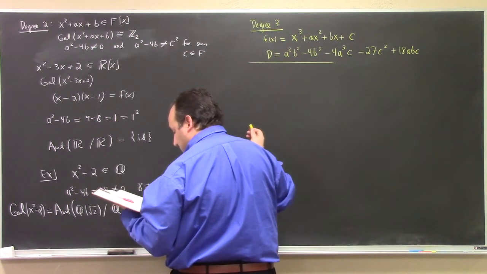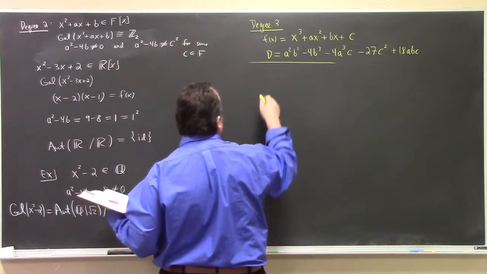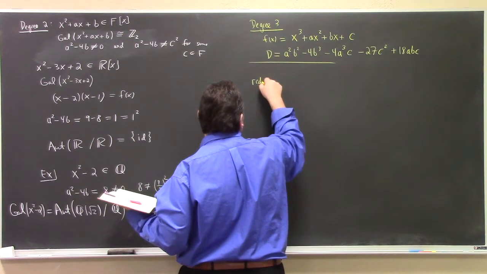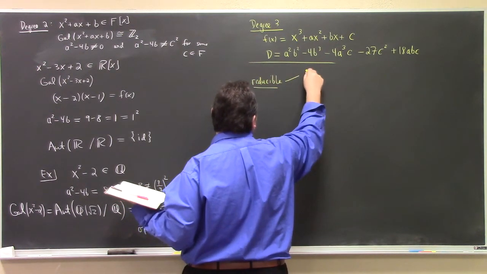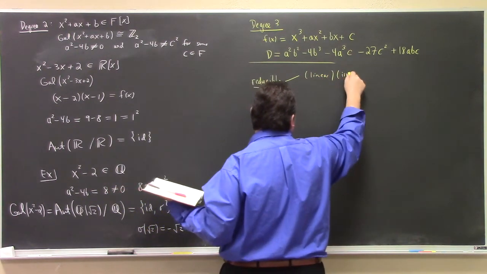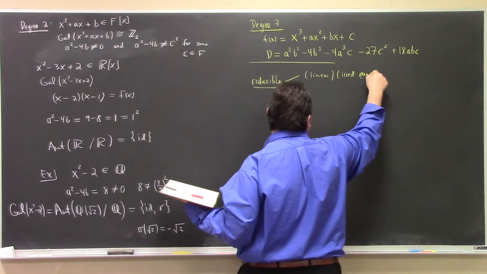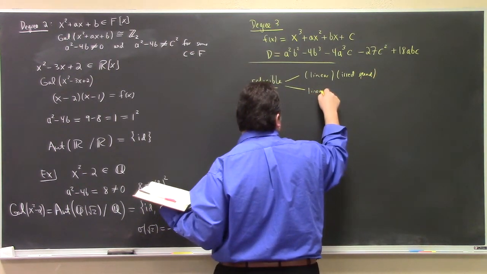So different choices. If the cubic polynomial is reducible, let's think about the different cases. It can either be a linear times an irreducible quadratic, or it can be linear, linear, linear.